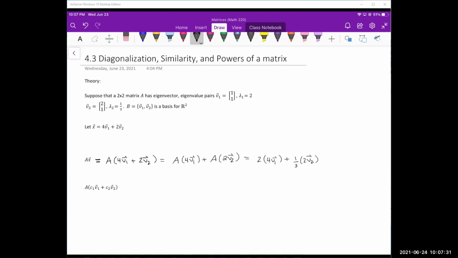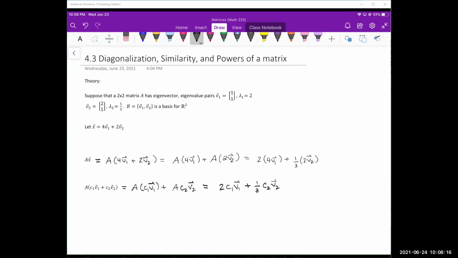And we see this in general. Whenever we have a vector that's expressed in terms of v1 and v2, if we take A times this linear combination, it's just going to be A times c1 v1 plus A times c2 v2. And c1 v1 is an eigenvector with eigenvalue 2. c2 v2 is an eigenvector with eigenvalue 1/3. So we just end up multiplying the first part by 2 and the second by 1/3. This allows us to express the answer in terms of these eigenvectors v1 and v2.